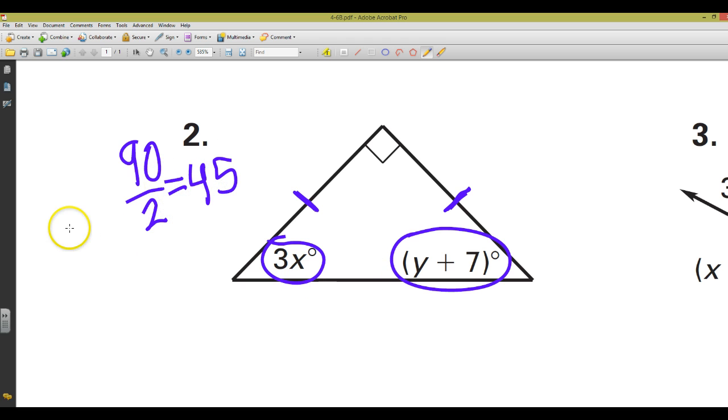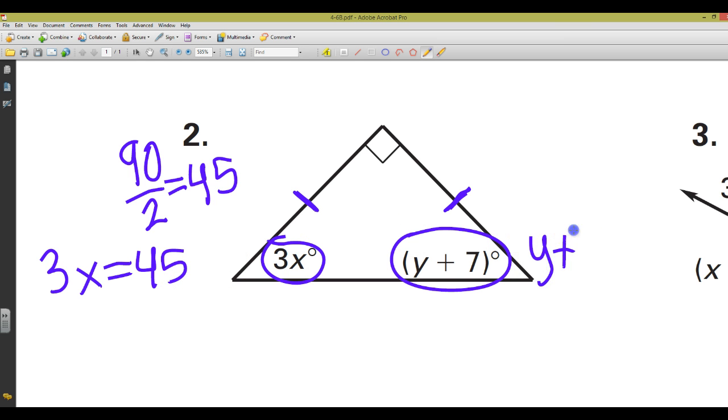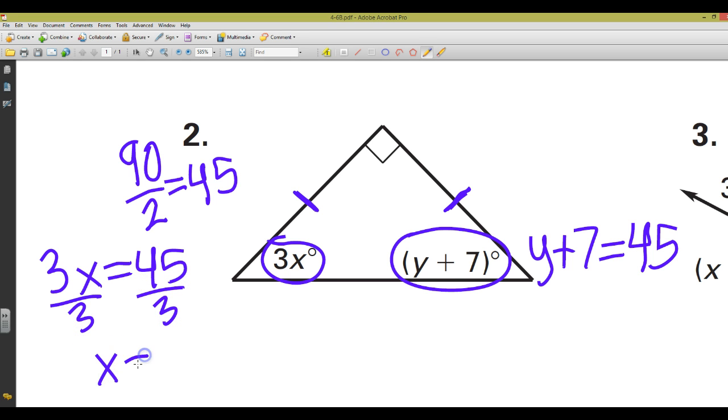So if each angle is 45, set 3x equal to 45, and set y plus 7 equal to 45. So if 3x equals 45 and we divide by 3, x is equal to 15. And if y plus 7 equals 45, subtract 7 from both sides, and y is equal to 38.